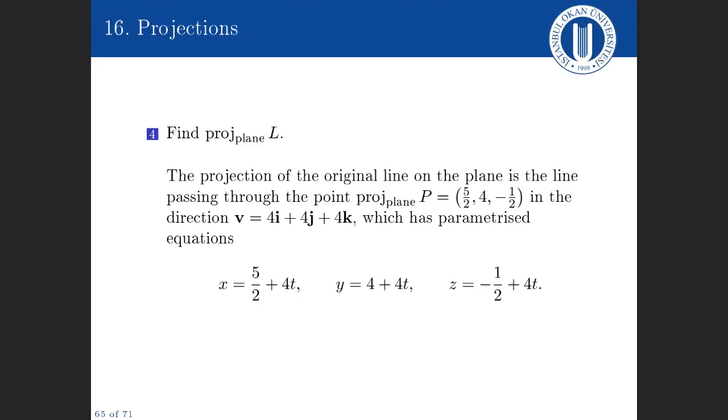Let's move on. Part 4, the final part, find the projection of L onto the plane. We want the line which passes through the point (5/2, 4, minus 1/2), and it has the same direction as the line that we started with. So it still has direction 4i plus 4j plus 4k. And as soon as we know a point on the line and a parallel vector, straight away we can write down the answer: (5/2 + 4t, 4 + 4t, minus 1/2 + 4t).